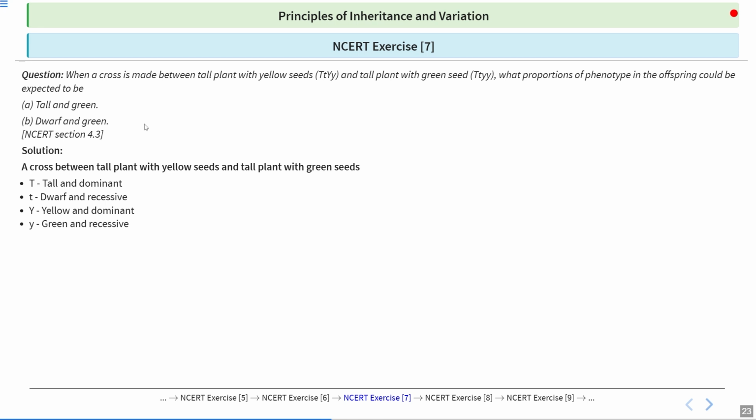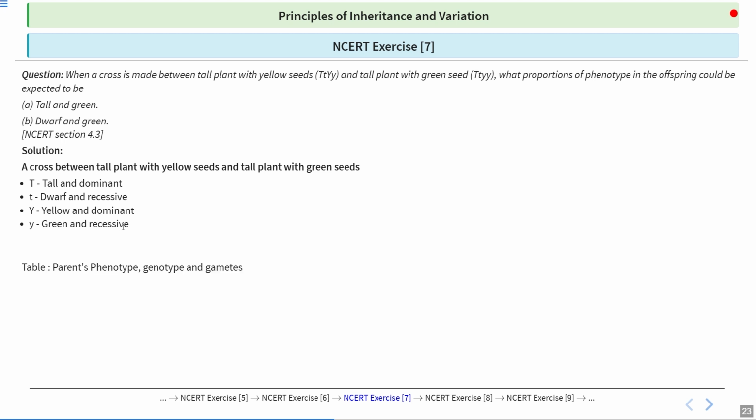Now a cross between a tall plant with yellow seeds and a tall plant with green seeds is being carried out here. Capital T is for tall, and this is the dominant allele. Small t is for dwarfness, and it is the recessive allele. Capital Y is for yellow and dominant. Small y is for green color seeds, and this is the recessive allele.